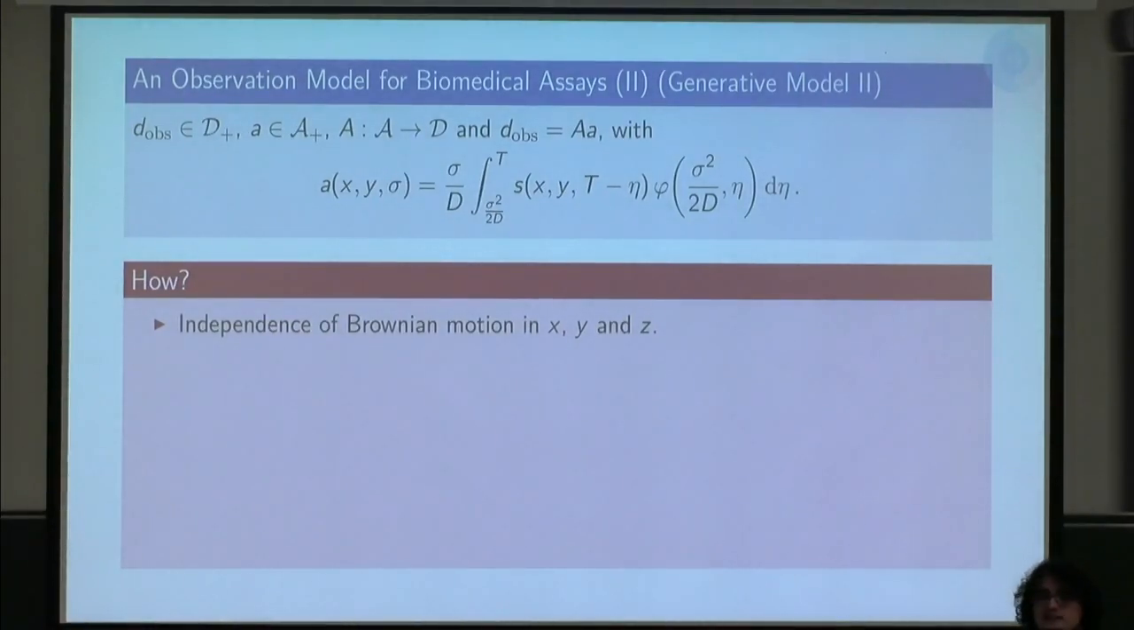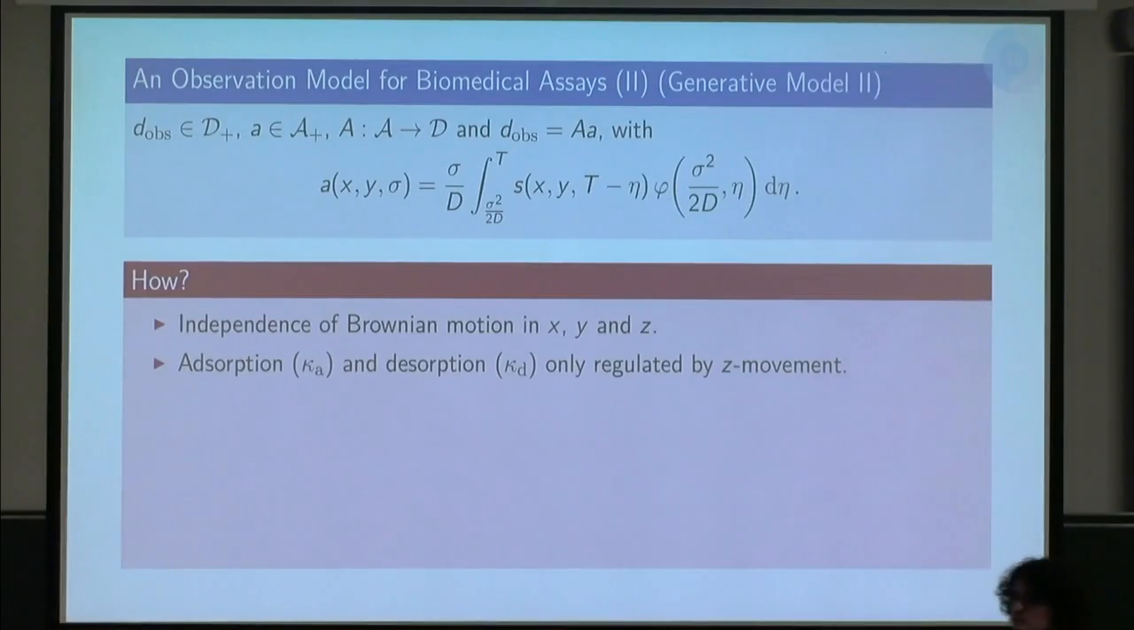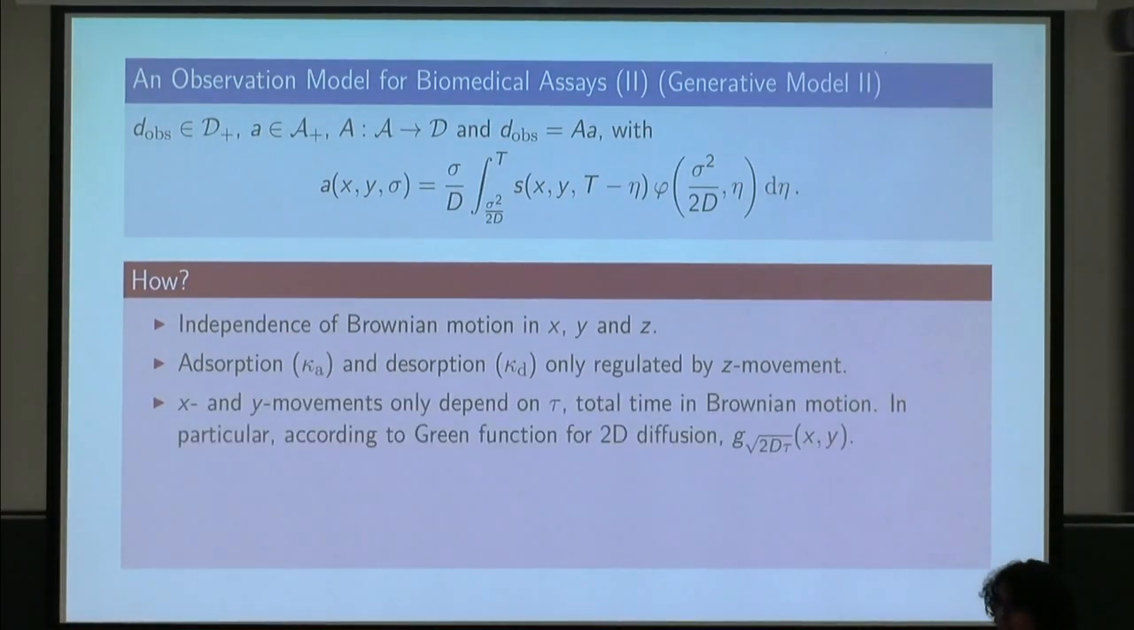How did we derive this? So the first step was to think that Brownian motion in the 3 spatial dimensions was independent. Then to realize that the absorption and desorption mechanism only interacted with the movement in the z dimension, and then to see that that meant that the x and y movement would only depend on the total time each particle had to travel freely. So it really doesn't matter if the particle has been traveling, it stops and it releases again.